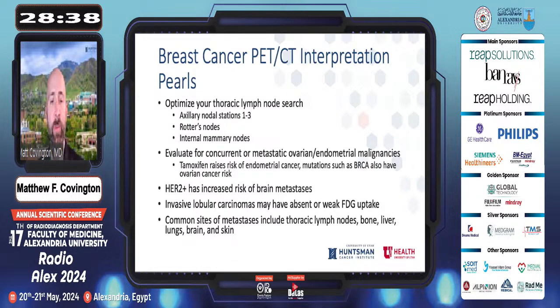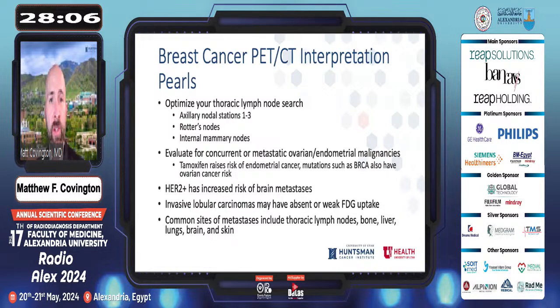You do want to be aware that a lot of breast cancer patients, for various reasons, have risk for coexisting ovarian and endometrial malignancies. For example, for patients who are on tamoxifen for breast cancer therapy or prevention, tamoxifen raises risk of endometrial cancer. And mutations like the BRCA1 and 2 mutations both can increase ovarian cancer risk. So you'll want to evaluate those as well.